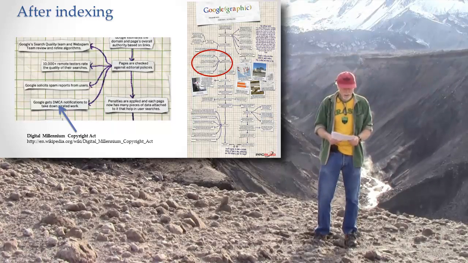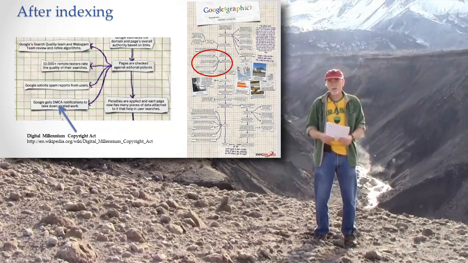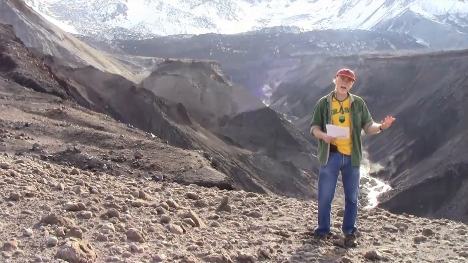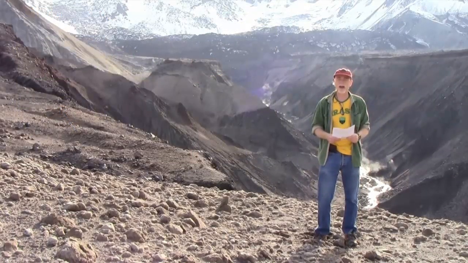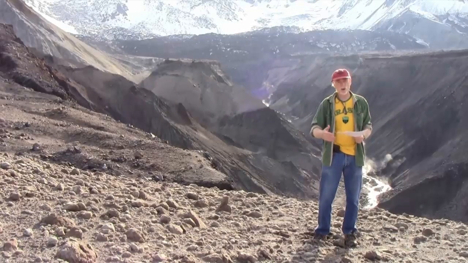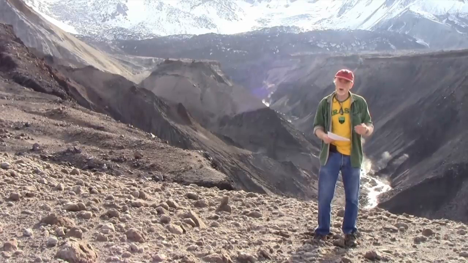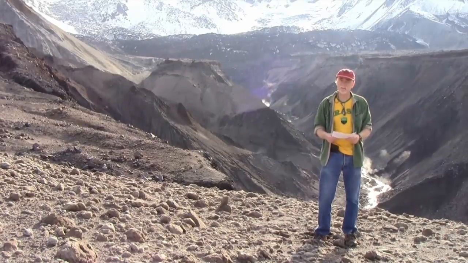And then Google gets DMCA, that's Digital Millennium Copyright Act notifications, to take down pirated work. So there's a place they go, and they find all the pages that have been declared piracy, that have been declared plagiarism, and they won't show those either. So that's all the stuff that happens in addition to the indexing process.